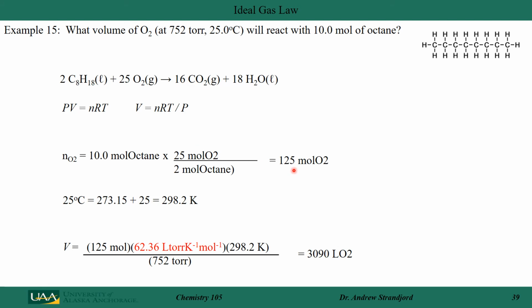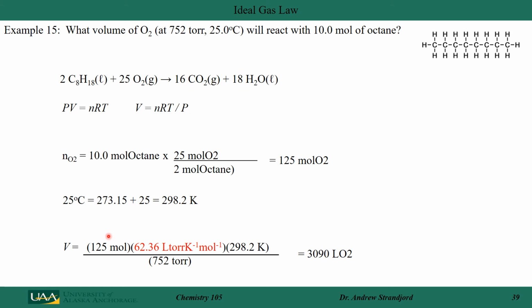So if this reaction goes to completion and it's efficient, we'll have used 125 moles of O2 to react with my 10 moles of octane. I then also need to get all my temperatures into K, so I take my 25 degrees, I convert that to Kelvin by adding 25 to 373.15. I then plug everything back into my reaction equation.